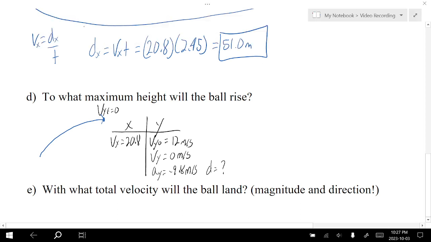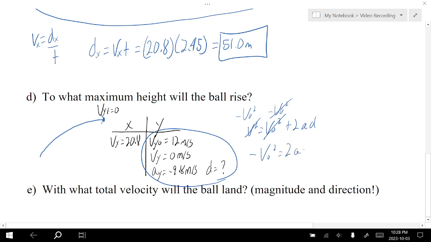Now, using only the y things, remember we use only x or only y, I need to find displacement. So I look at my formula sheet and I see the formula that has these four things is v squared equals v naught squared plus 2ad. Final velocity is 0, so I can cross that out. I'm going to subtract v naught squared from both sides, so I'll have plus v naught squared minus v naught squared on the right. It will cancel out. I'll get negative v naught squared equals 2ad.